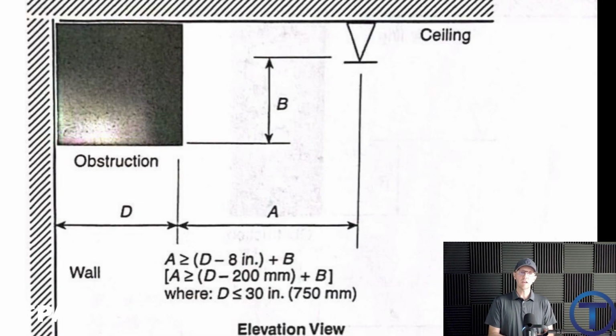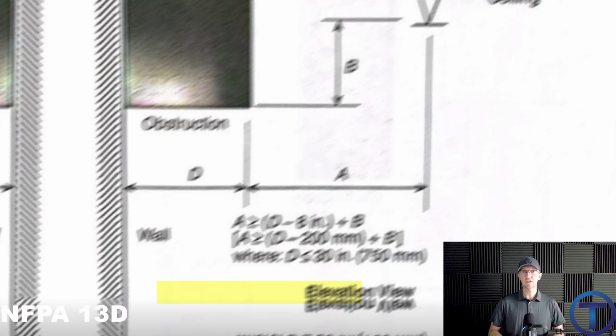So you'll want to get to know this formula right here. A is greater than or equal to D, that's the obstruction distance, minus 8 inches, plus B, which is the height above the obstruction. Now you can ignore the second line that's dealing with millimeters. And once again, this is as long as D is less than or equal to 30 inches.